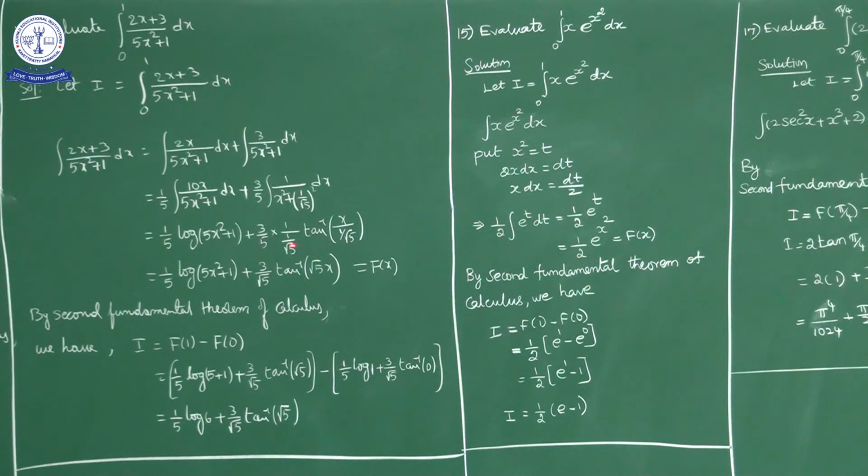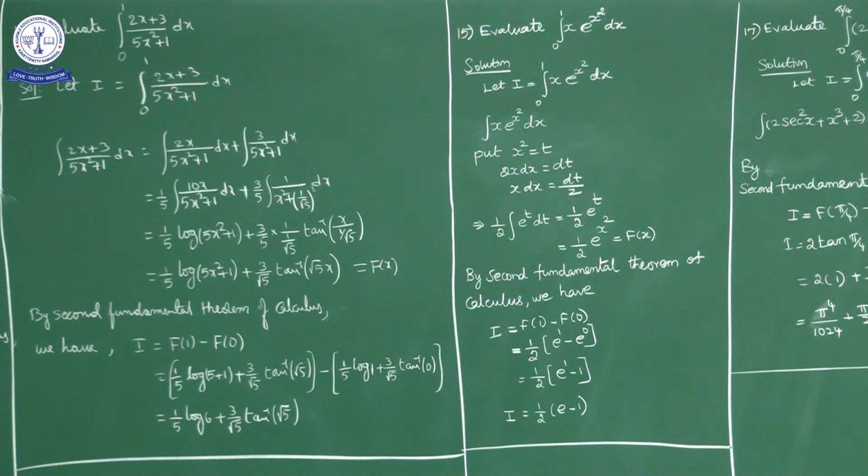Now here root 5 gets cancelled, because this 5 we can write as root 5 into root 5. So what we get? 3 by root 5 into tan inverse of x by 1 by root 5, which we can write as root 5x. So capital F of x equal to how much? 1 by 5 log of 5x square plus 1 plus 3 by root 5 into tan inverse of root 5x. Okay, this is capital F of x.